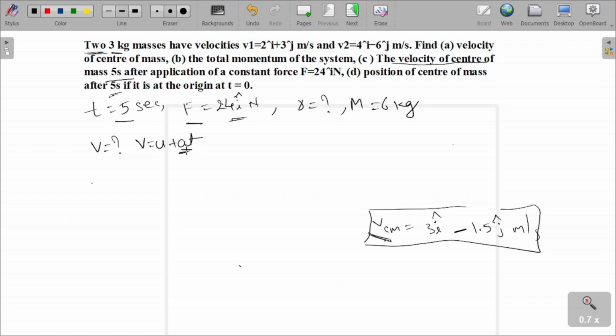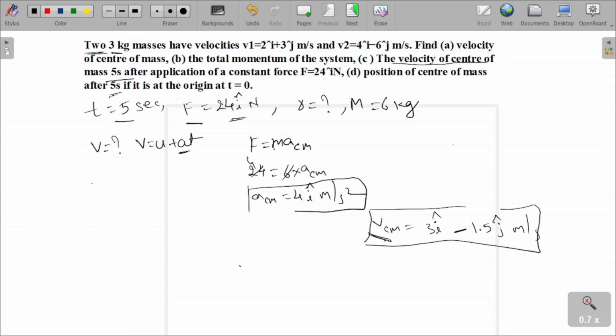So what is the acceleration here? F equal to m a cm, center of mass. F is how much? 24. Mass is how much? 6. Acceleration we don't know. 6 ones are 6, 6 fours are 24. So a_cm equal to 4 I cap meter per second square. Okay, it's along the x axis, 4 meter per second square.